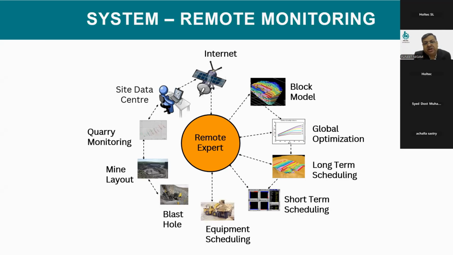from basic data to the end data: block model data, global optimized data, long-term scheduling data, short-term scheduling data, equipment scheduling. Equipment is optional because in the cement plant we give more emphasis to quality, since we have to meet the minimum standard deviation. So first we give quality, and after that we go for equipment scheduling. Then branch code data, which has to be modified. Then based on that, we go for the mine layout, and then quarry monitoring.